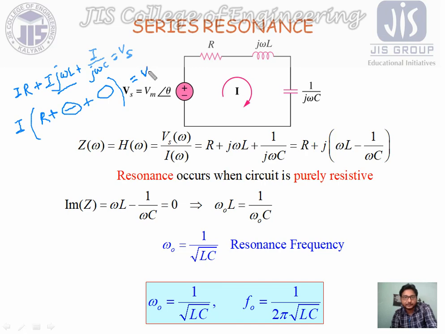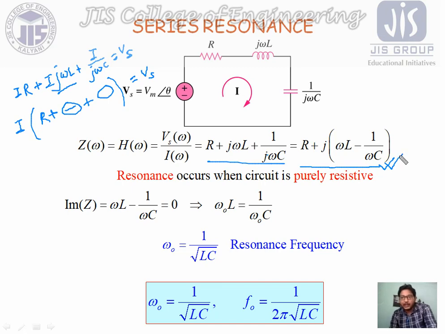If we write it this way, then we can write the voltage Vs divided by current is equal to R plus j omega L plus 1 by j omega C. That term is written over here. Again, if we take j common, we can write R plus j into omega L minus 1 by omega C. Multiplying with j over here and j over here gives j square, so it will be minus j by omega C, that we have seen earlier. So the overall equation comes like this.